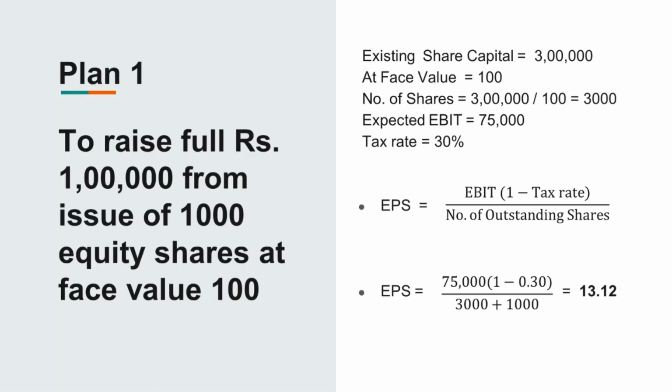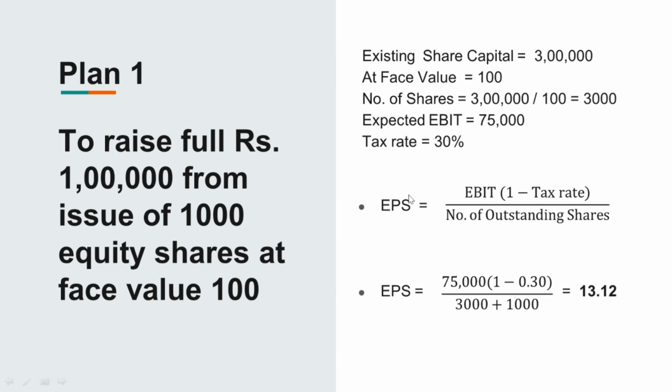So plan 1 was to raise the full rupees 1 lakh from issue of 1000 equity shares at face value of 100. So just have a look. We were having existing share capital of 3 lakh. Face value was 100. So what would be the number of shares? It would be existing share capital divided by the face value, and thus we got 3000 shares which are already there in the business, which are already issued. And now the expected level of earning before interest and tax by the business is 75,000. This is what is expected EBIT. And the prevailing tax rate is 30%.